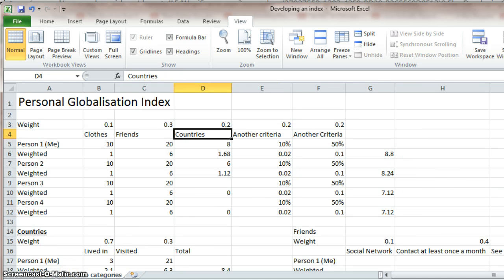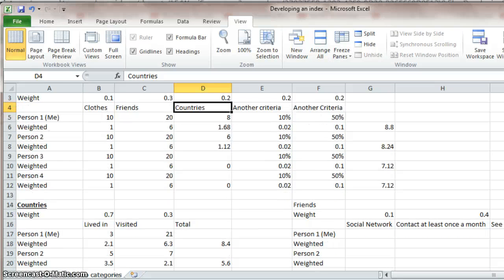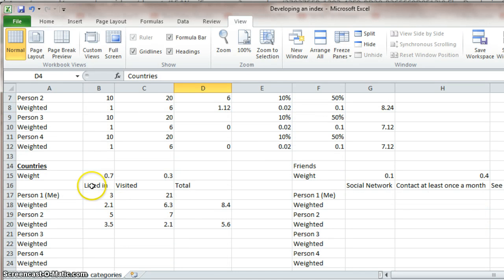So maybe in this one, as you can see, for countries we've got some subcategories. So for example, we've gone, right, okay, we're not only are we going to assess countries we've lived in, we're going to assess countries we've visited, and each of these subcategories have also got a weighting. So for example, we're saying, well, actually you're going to be more globalized if you've lived in more countries rather than just visited them. So therefore it's weighted as 0.7, where just visited is still important. It shows that we're being affected by different cultures.